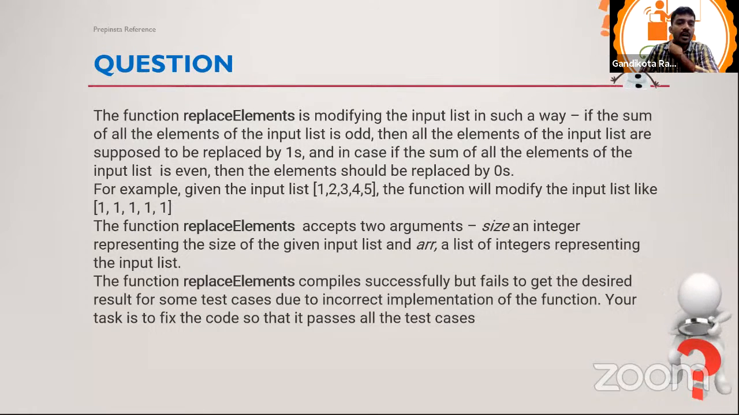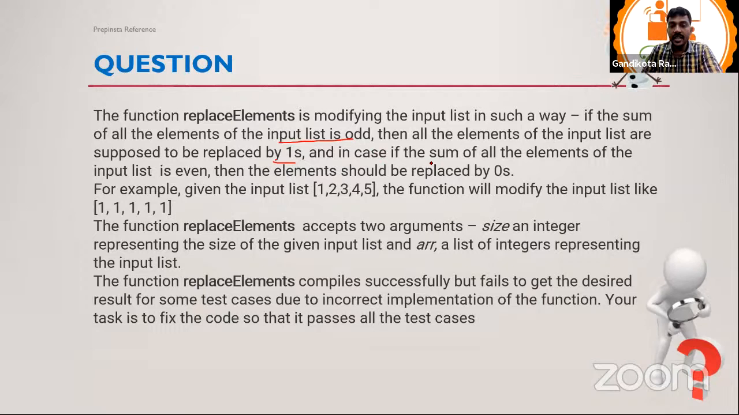See ma, observe carefully. The function replace elements is modifying the input list in such a way: if the sum of all the elements of the input list is odd, then all the elements of the input list are supposed to be replaced by 1. See ma, if odd, you should replace with 1. In case the sum of all the elements of the input list is even, then the elements should be replaced by 0.